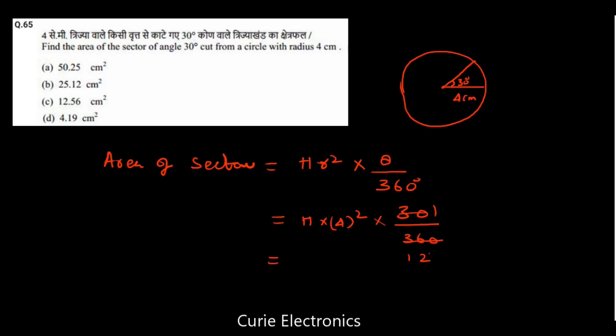Okay, now we got it. Now what do we get? Pi multiplied by 16 upon 12. So 3 times 4. So 4 pi upon 3. 4 pi upon 3 equals 4.18 centimeters square. So the answer is option D. Option D is the right answer. We'll get 4.19 centimeters square.